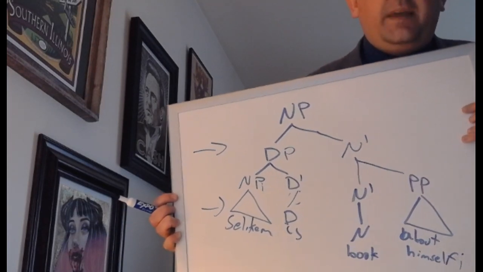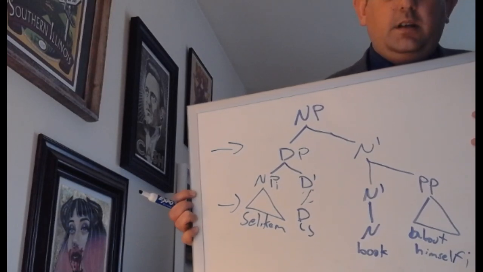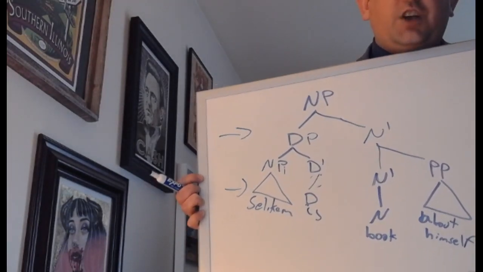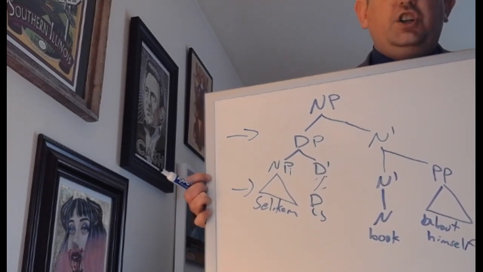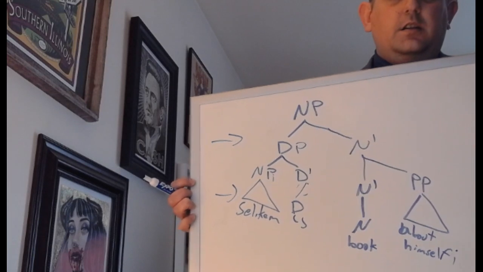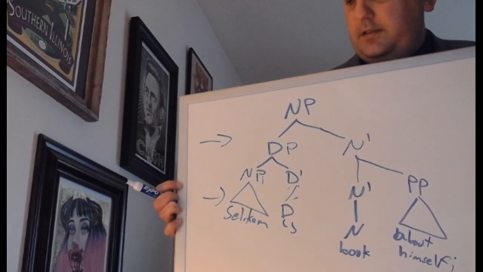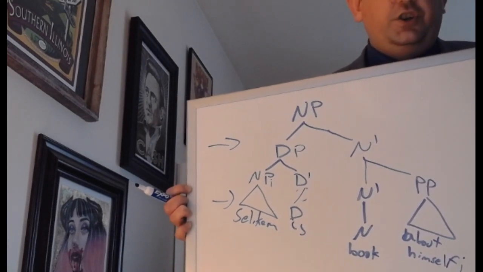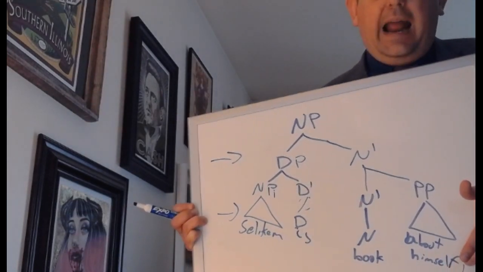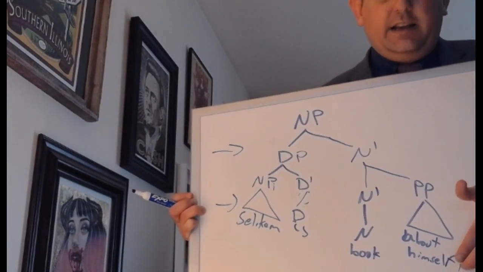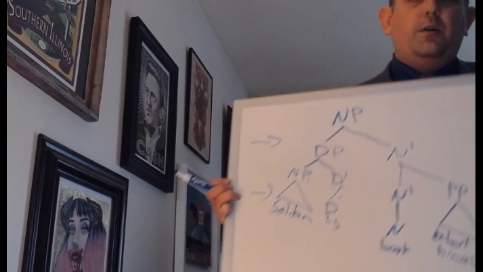And this therefore makes the wrong prediction about the binding relations within this sentence. It predicts that this subtree is ungrammatical, that Selicum's book about himself should not be grammatical. The binding relation shouldn't obtain, because himself requires that it be both co-indexed, which it is, but also that it be C-commanded, which it is not. So is there a way that we can correct this?